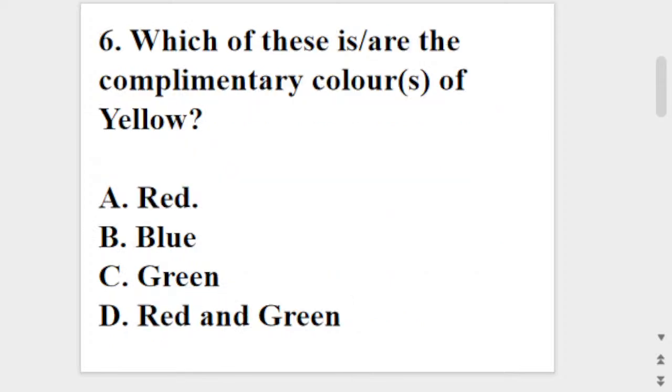The next slide. Okay, which of these is or are the complementary color or colors of yellow? Now, we know we have two major types of colors, don't we? We have primary colors. There are three of them. The three primary colors are blue, green, and red. An addition of the three primary colors will give us white. Once again, the three primary colors are red, blue, and green, and the addition of these three will give us white.